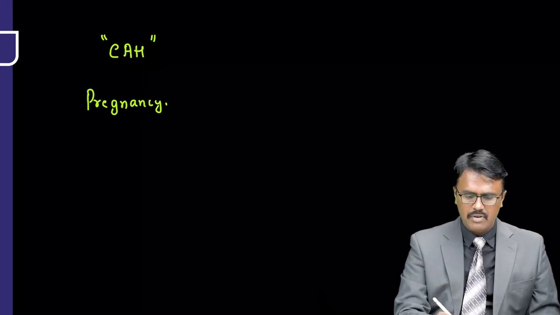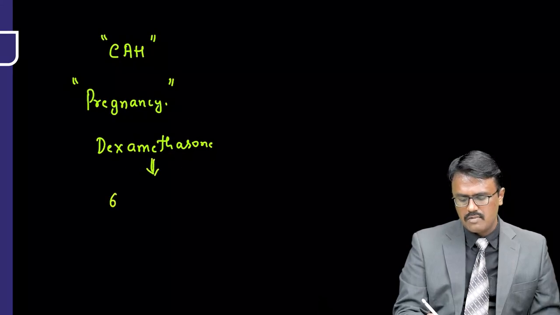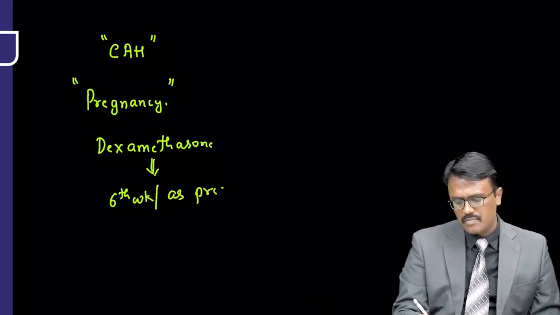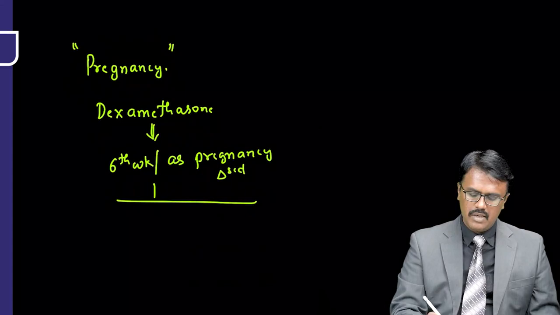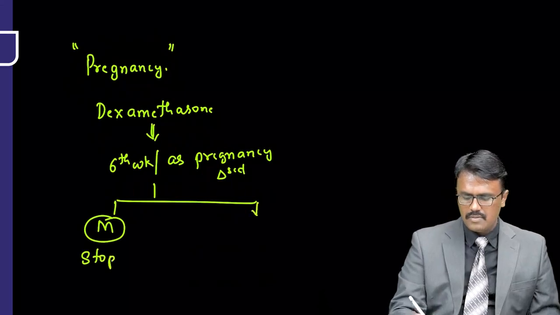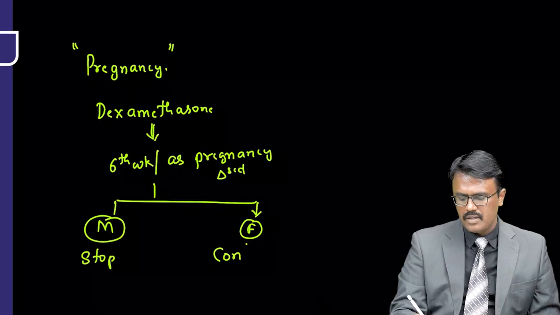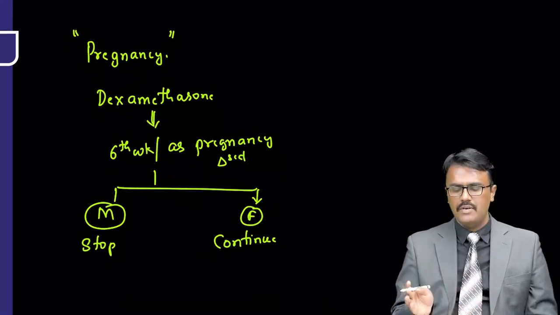If she is planning for pregnancy, we have to start dexamethasone. If she is confirmed in pregnancy, we have to start at the 6th week or as soon as pregnancy is diagnosed. Then you determine the sex. If it is male, you have to stop the dexamethasone. If it is female, you have to continue till delivery.